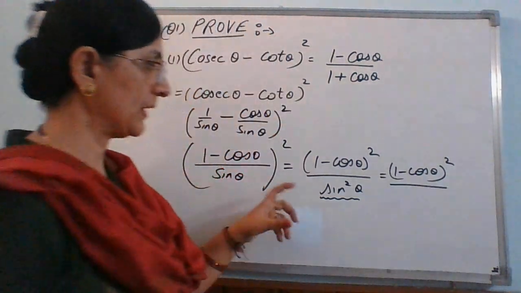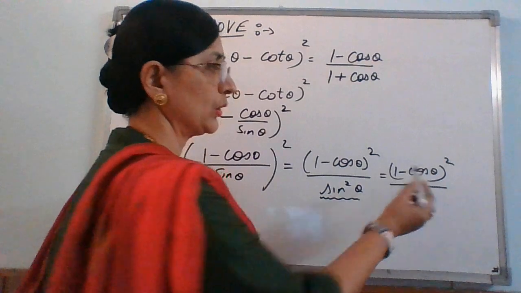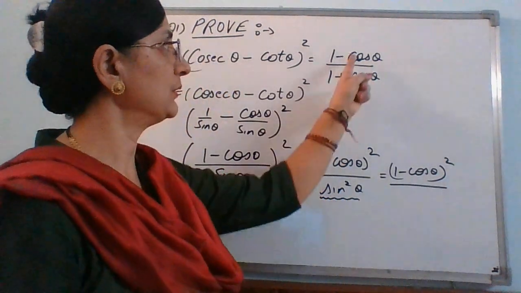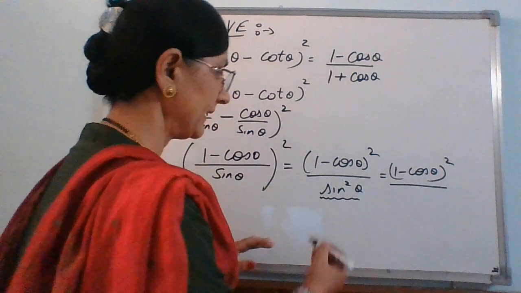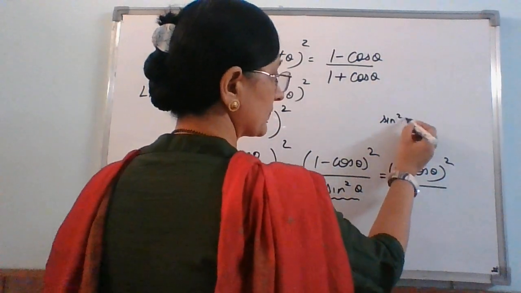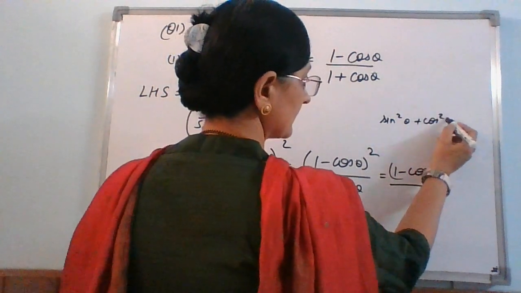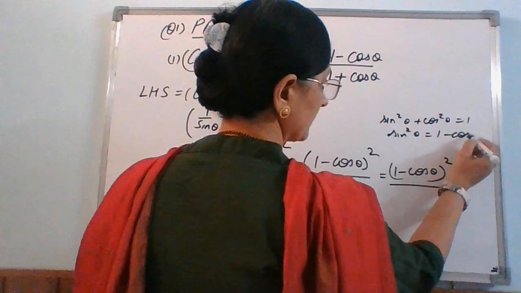You have to see what you have to prove on the right side. On the right side there is 1 minus cos, so I will not modify this. I already have the numerator there. I have to change this into the denominator. So what was that identity? First you need to write the identity which you are using. Sin square theta plus cos square theta is equal to 1. So sin square theta is equal to 1 minus cos square theta, right?